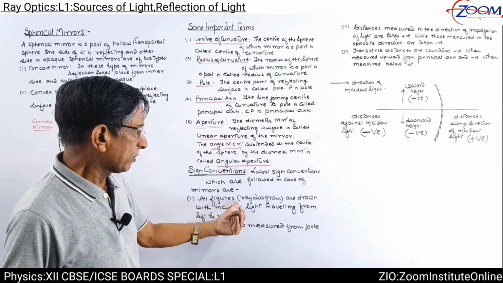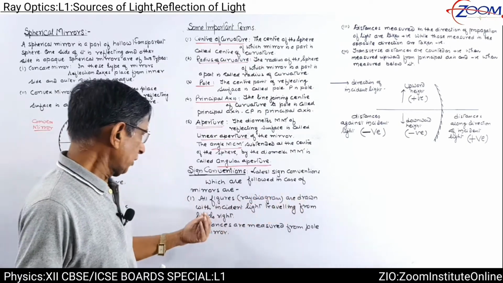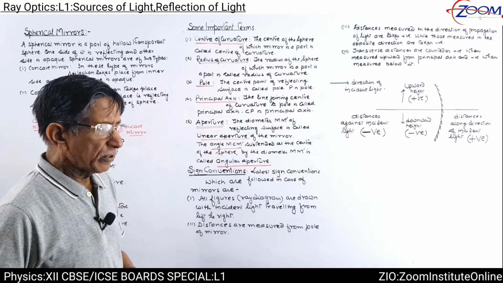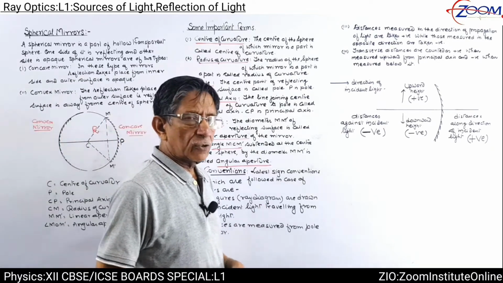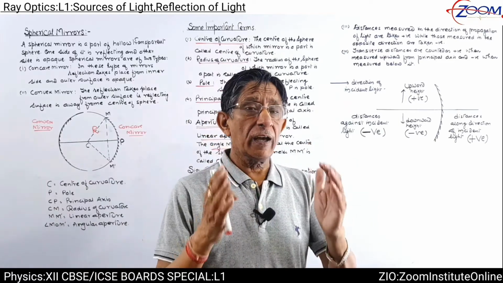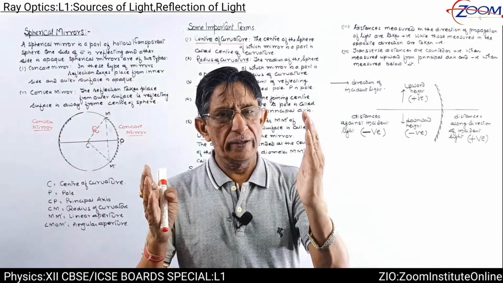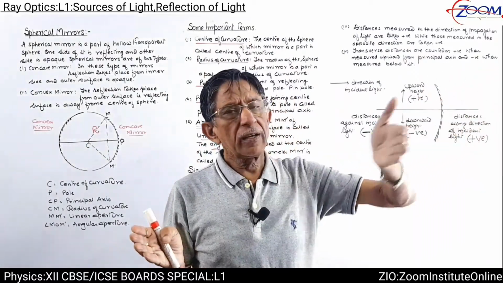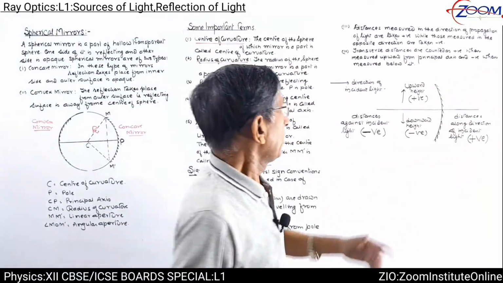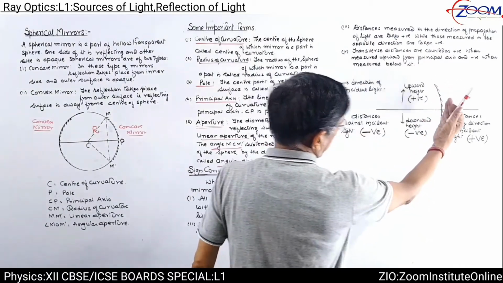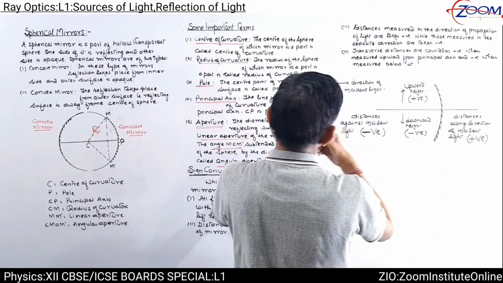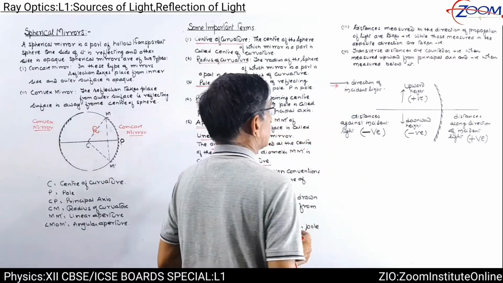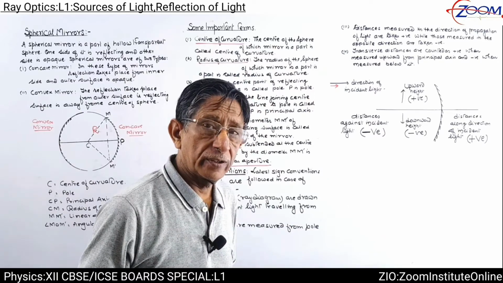Number 1, all figures or ray diagrams are drawn with incident light travelling from left to right. Means when we shall draw the ray diagram, we shall take the light to be coming from the left side. This is my left side. So I shall take the mirror on the right side and the light is coming from the left side. You can see here, this is the mirror, on the right side, and the light is coming from the left side. This is the direction of incident light.